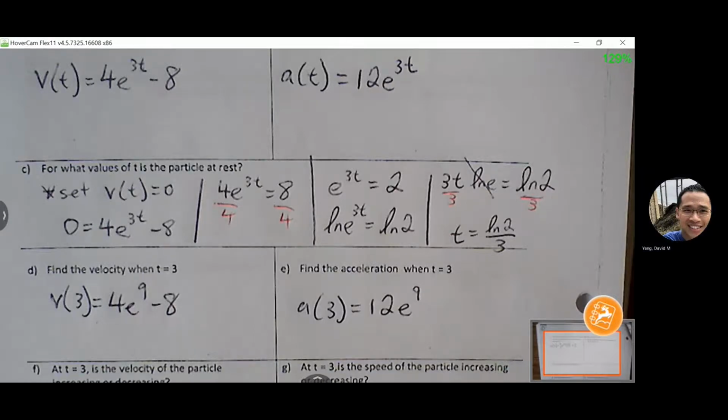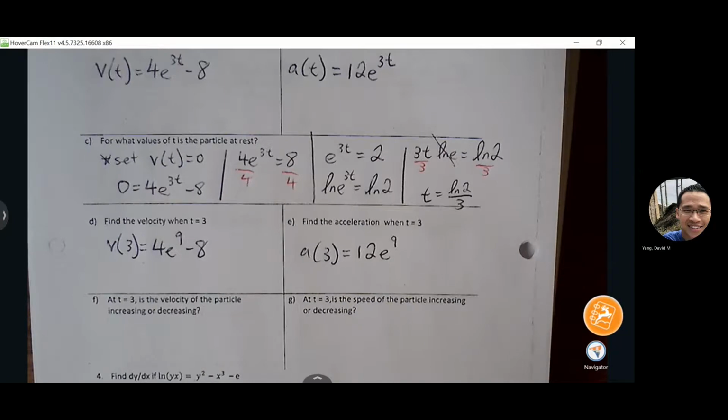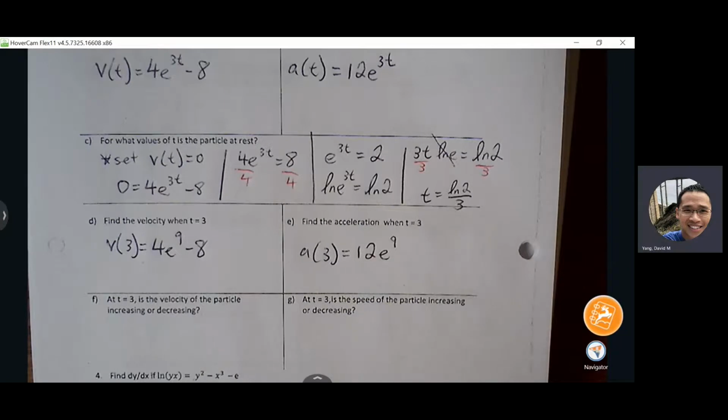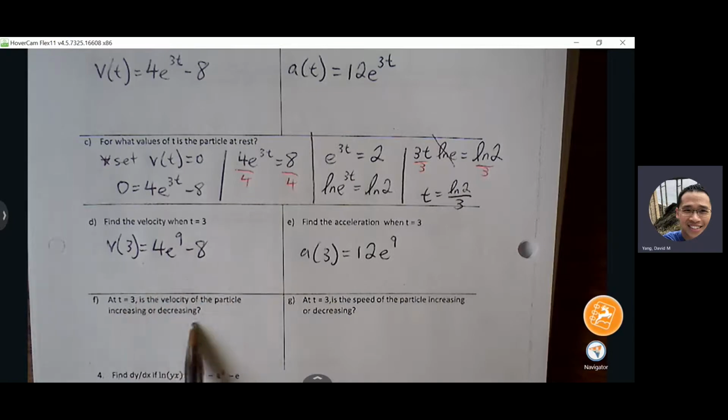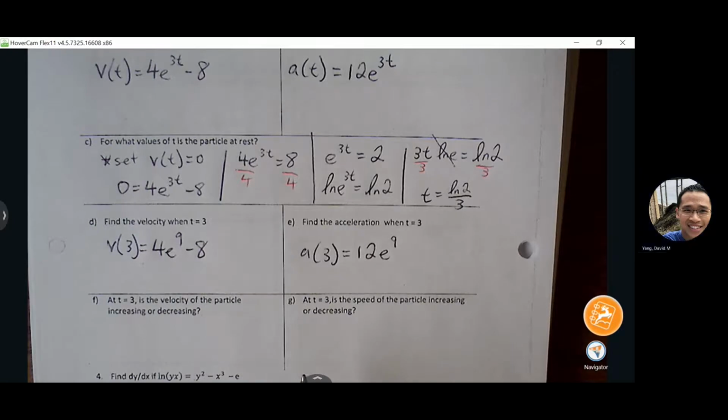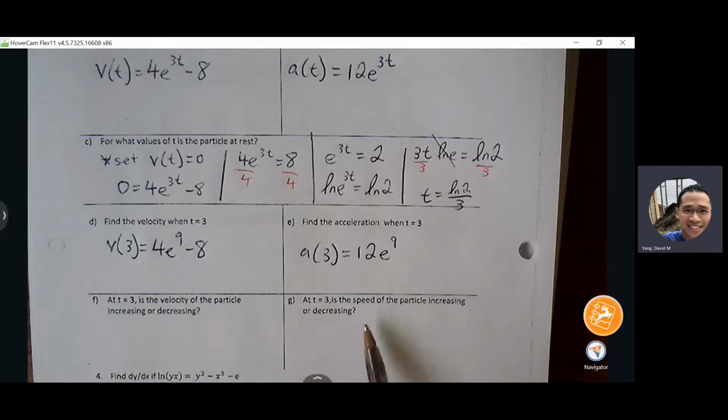Okay. Part F. At t equals 3, is the velocity of the particle increasing or decreasing? How do we go about interpreting this? What do we look at? We look at acceleration and velocity at the same time. Look at F and G. One is whether velocity is increasing, the other is whether the speed is increasing or decreasing. What's the difference?